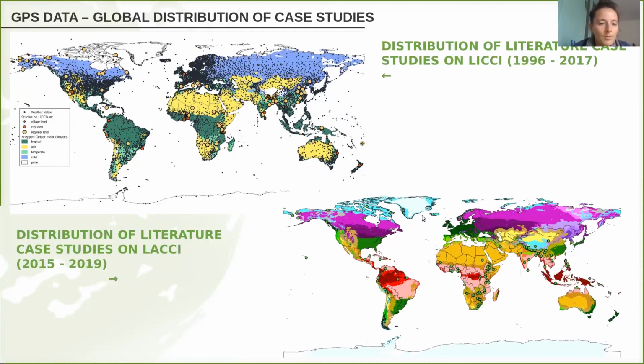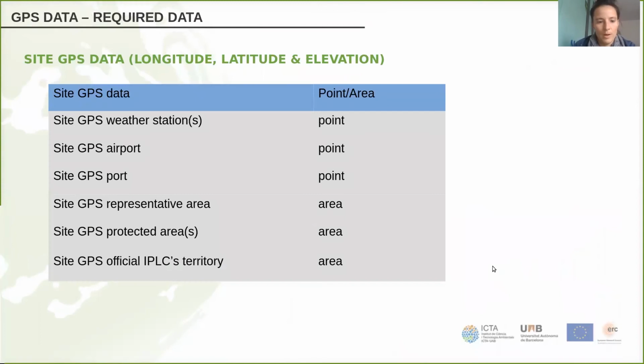So we are now trying with the LICCI to cover some of the missing areas as well. And in the end, we want to have a similar map with case studies that are global and comparable because they all follow the same methods. Because here you see different studies, and everybody used different methods. This is something we want to overcome a bit.